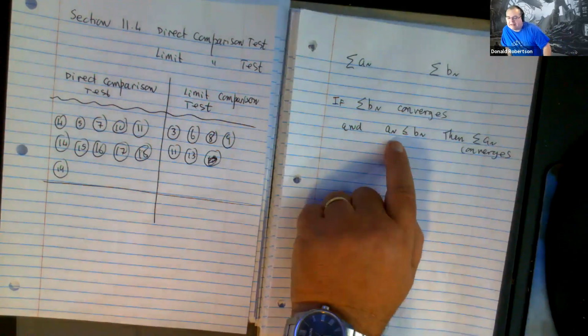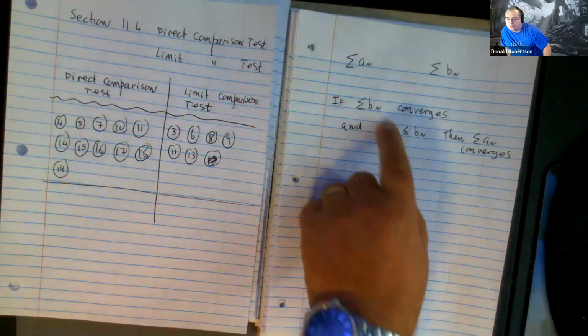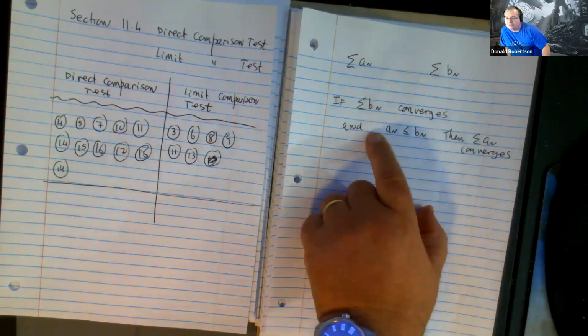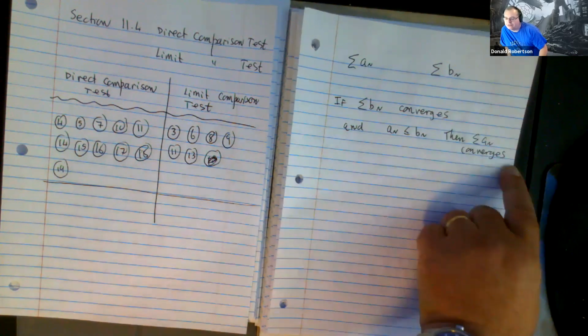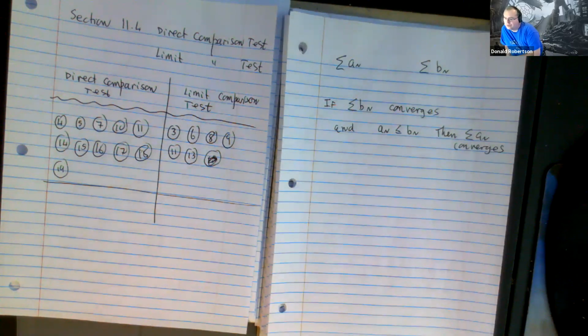Logically, why, if the individual terms of this one are always smaller than or equal to the comparison one, does it by logic mean that we can say quite safely that the original will also converge? What do you think the logic behind that sentence is? Why does it work?